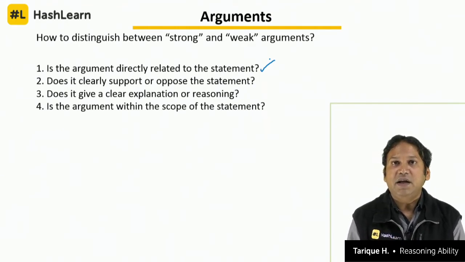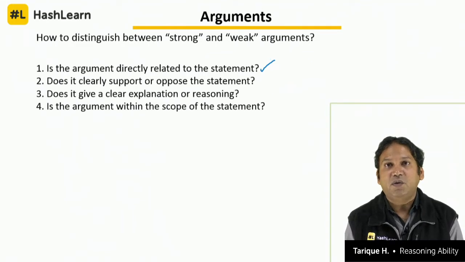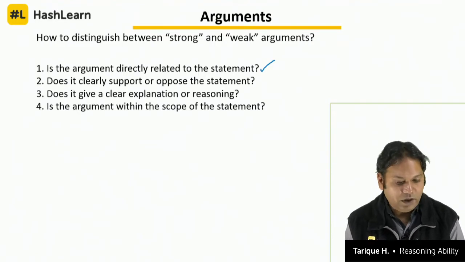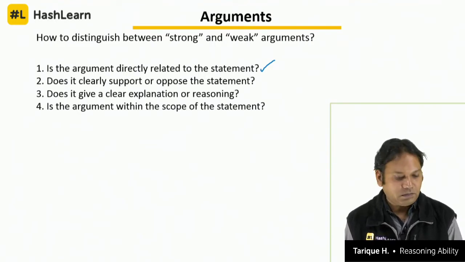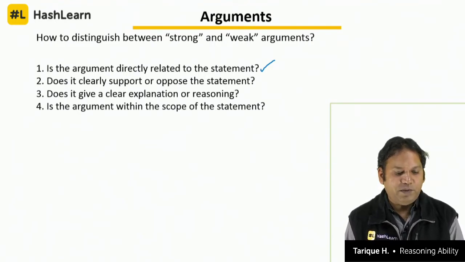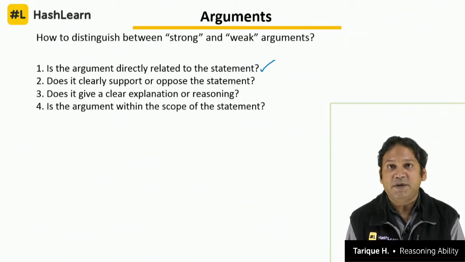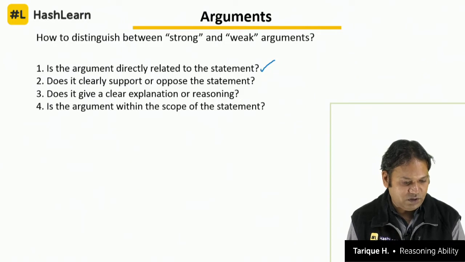You can say the quality or characteristic of an argument is that it must be related to the question. I am saying something and you are saying something else, completely unrelated, that does not make sense. So is the argument directly related to the question or not? Directly related to the statement or not? That is the first and foremost thing to check.